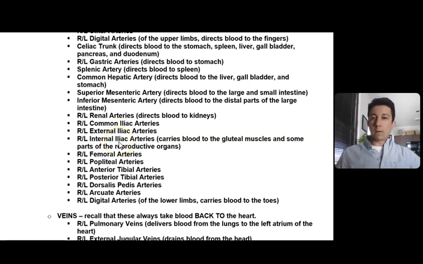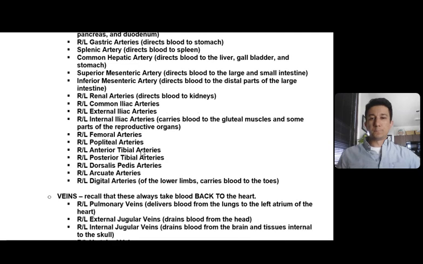The internal iliac arteries are smaller arteries that mostly carry blood to the internal parts of the pelvis. So we see that the internal iliac arteries are delivering blood flow to things like the gluteal muscles and some of the reproductive organs and structures like the ovaries or the testes. We also have the femoral artery, which is in proximity to the femur, so it's the major artery that passes by the bone in the thigh.